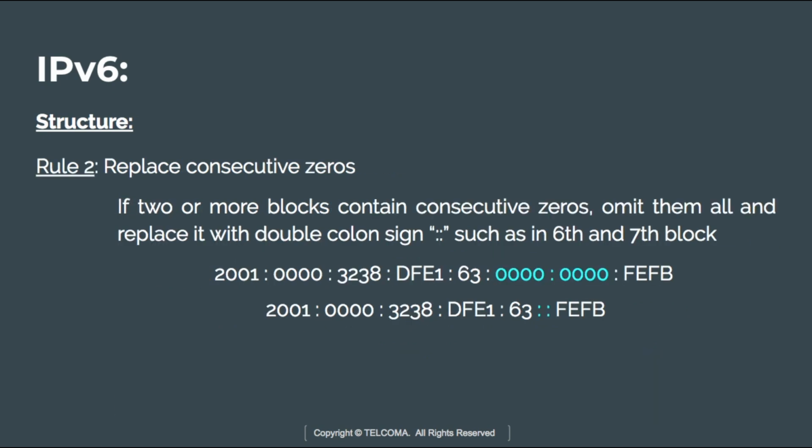The next rule is to replace consecutive zeros. If two or more blocks contain a series of zeros, then omit them all and replace them with the double colon sign, such as in the 6th and 7th blocks. Here in this address we have a series of zeros that come in between, so we can omit them and represent them with the double colon. This makes the IPv6 address shorter.